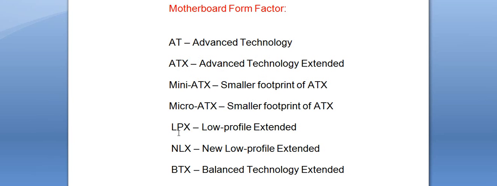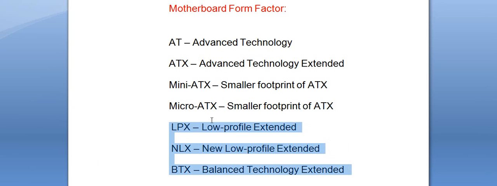All right, the next one here, Low Profile Extended. Obviously the first one would have been Low Profile, then Low Profile Extended. So this is another common one here: Low Profile Extended, New Low Profile Extended. This one would obviously be the newer version of this, so it would be way more common than this one. The New Low Profile Extended would be way more common than the Low Profile Extended. And then we've got Balanced Technology Extended. So there's three here: Low Profile Extended, New Low Profile Extended, Balanced Technology Extended.